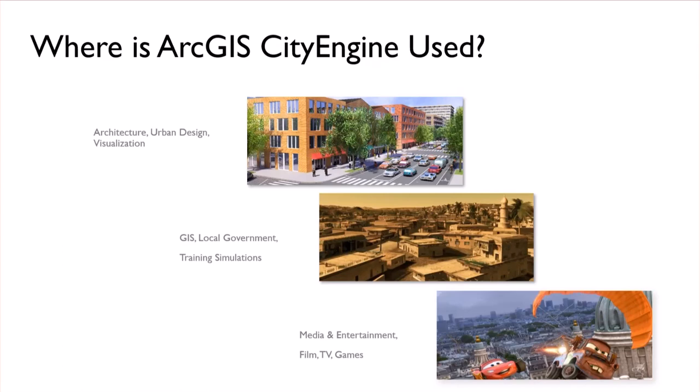In architecture, urban design, and urban planning, CityEngine is used quite a lot today for design scenarios and to look at different built environment configurations. And in local government and GIS in the military, CityEngine is used for training simulations, especially for those areas where people may be unfamiliar with different regions, and so they can be immersed in a virtual scenario and virtual location before people are deployed into the real world in a location around the world.